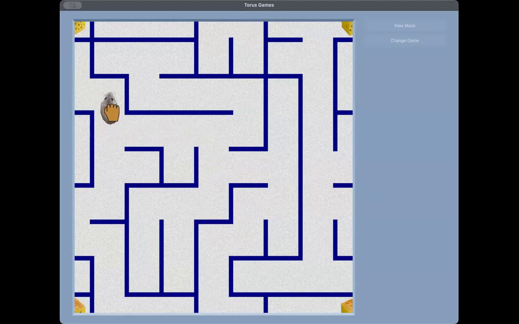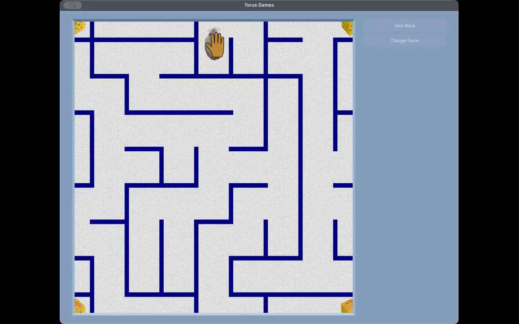I'm sure this is a very common thing: if you get to this point, the rat starts appearing on the other side, right? It happens in a bunch of video games. You have seen this multiple times, right? This is very common. So what's happening here?